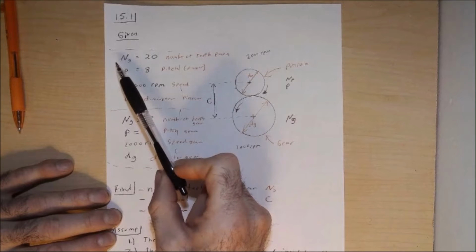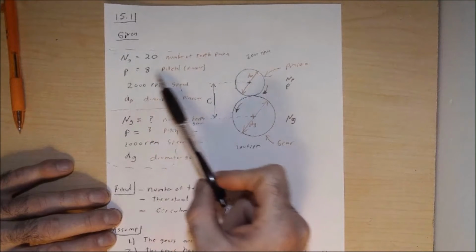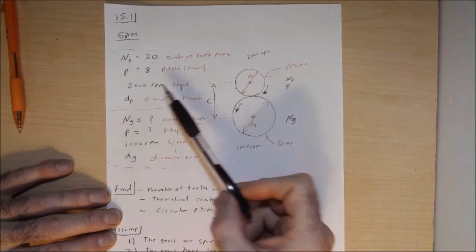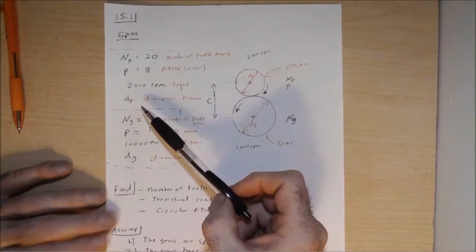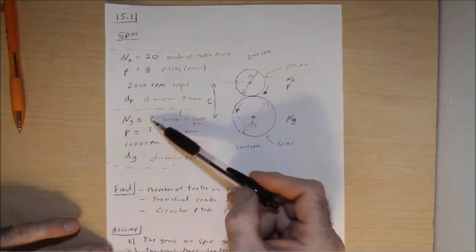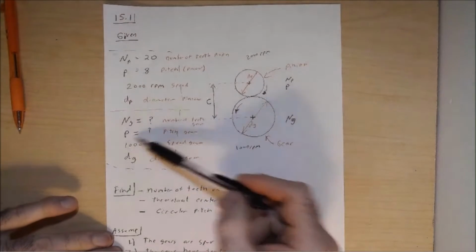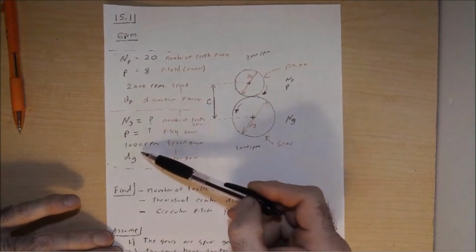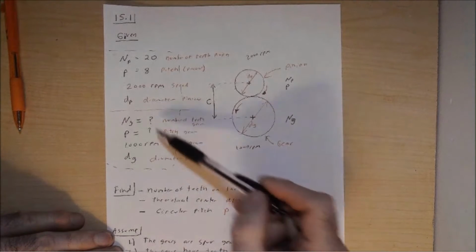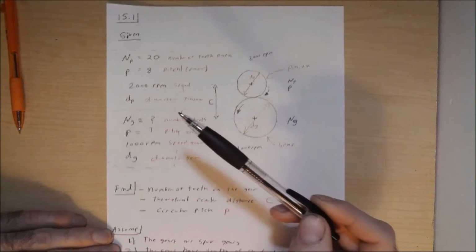So if we look at the top of the pinion, N sub P is 20, which is my number of teeth in the pinion. P is the pitch of the pinion. Then we have our speed of 2,000 RPM. We have diameter here of d sub P. Then we move down to our gear, and we have the number of teeth in the gear is n sub G, and that's what we're looking to solve for. Our capital P for the pitch of the gears, we're also looking to solve for there. We know the speed of the gear is 1,000 RPM, and we know the diameter is this d sub G. Now, we don't have numeric values for d sub P and d sub G yet, but that's something that we can solve for both of those.